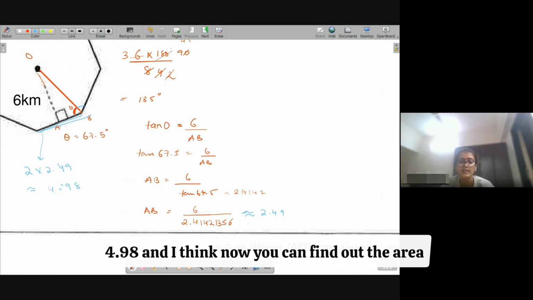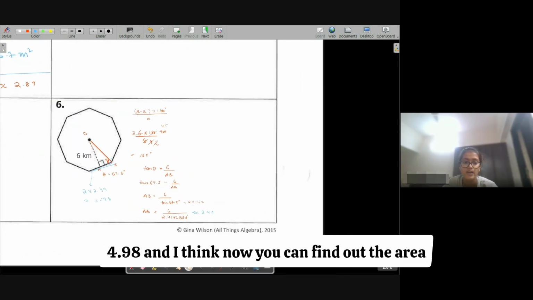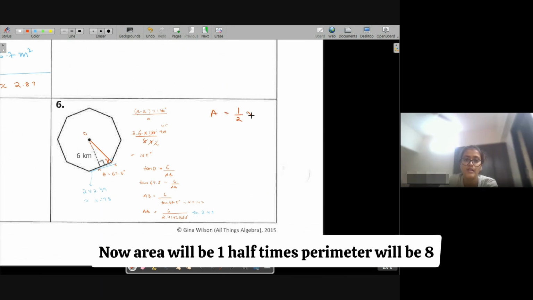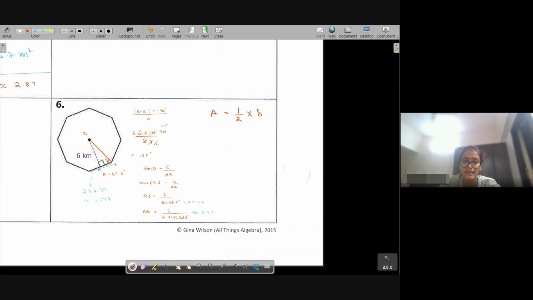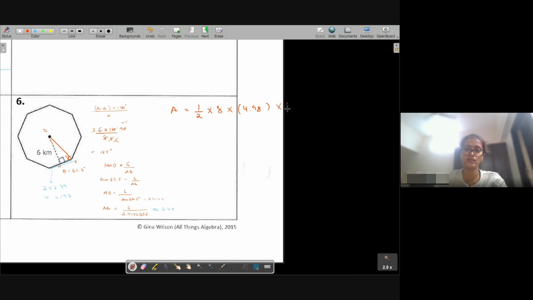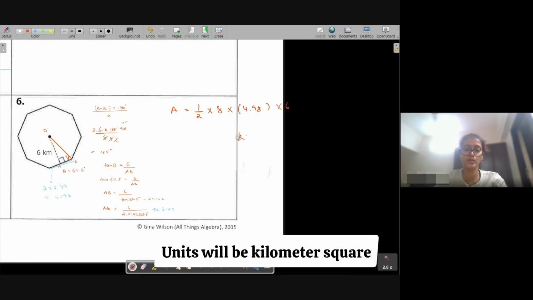4.98. And I think now you can find out the area. Now area will be 1/2 times perimeter, which will be 8 times 4.98, times the apothem, which is 6. Units will be kilometer square.